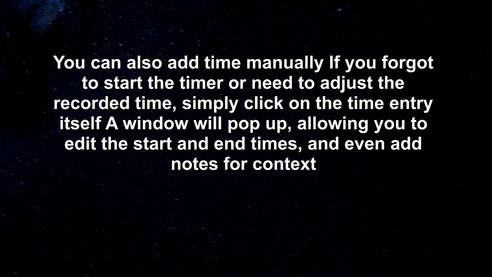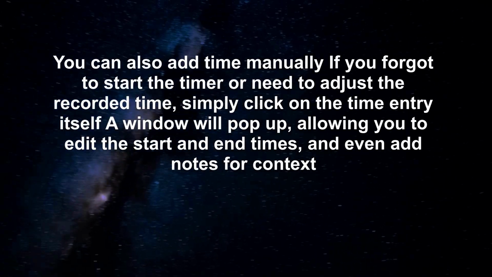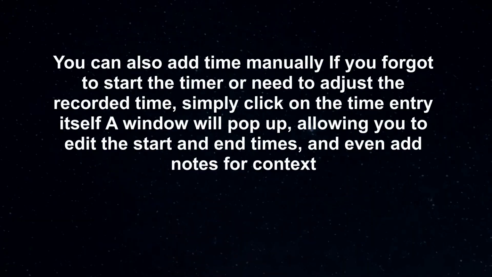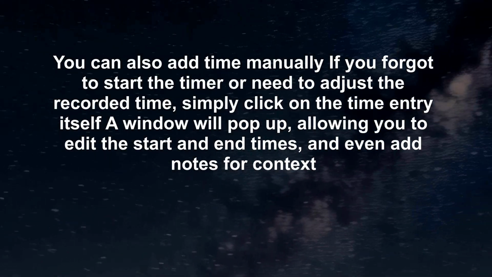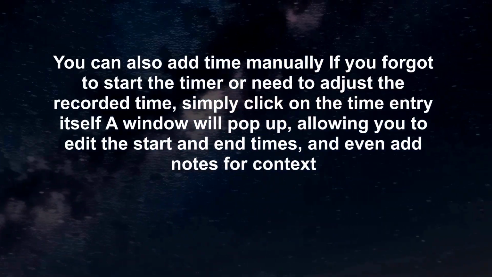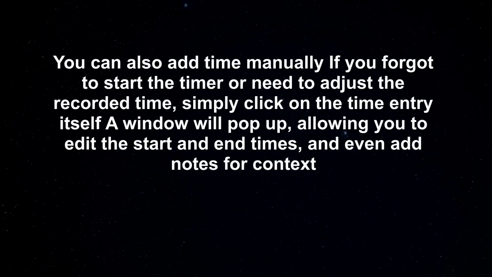You can also add time manually if you forgot to start the timer or need to adjust the recorded time. Simply click on the time entry itself. A window will pop up, allowing you to edit the start and end times, and even add notes for context.